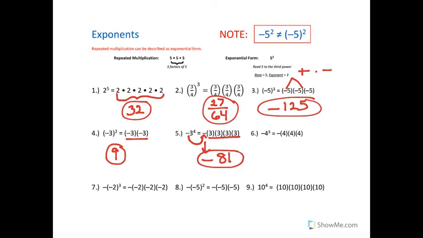Negative 4, 3 is odd. It really doesn't matter if it's inside parentheses or not, but kind of follow the pattern. Write this down first, and then 4 times 4 times 4 is 64. So it's negative 64.